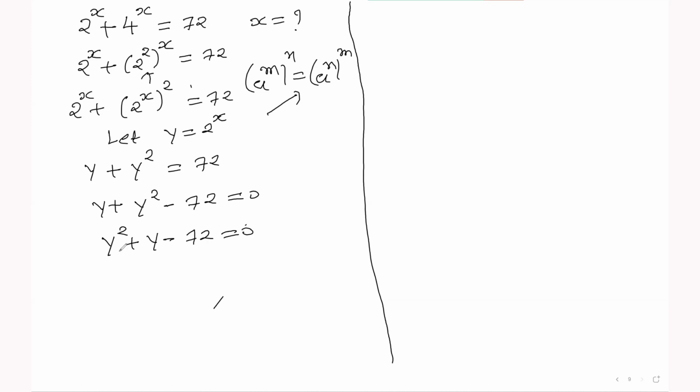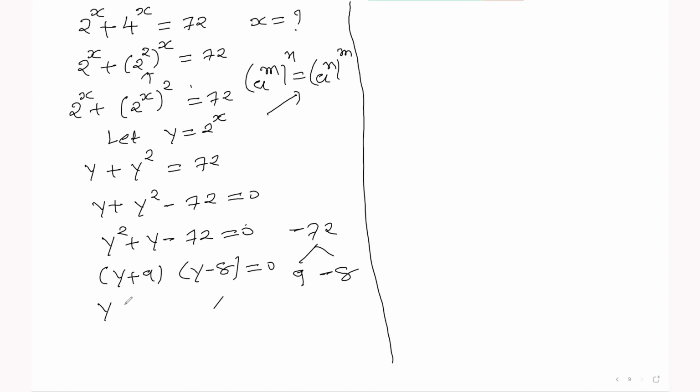Now I can factorize that monic trinomial. So I can take my -72 here, and I have to take the factors in such a way that I get positive 1. So if I take 9 and -8, 9 times -8 is -72, and 9 - 8 is +1. So my factors will be (y + 9)(y - 8) = 0.